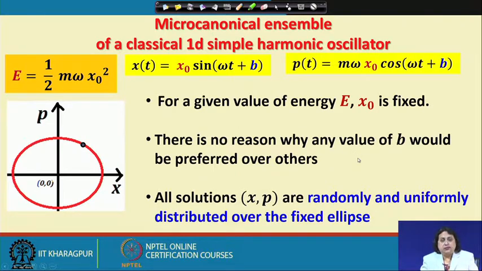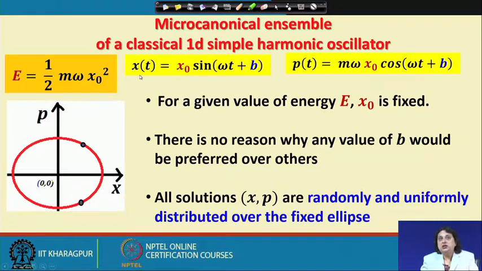So, what is the consequence? Which means that, let me look at these 2 points. Now, in these 2 points, they differ only by the phase. They have identical x naught values, and you would ask, is there any reason why this solution will be preferred over this solution?